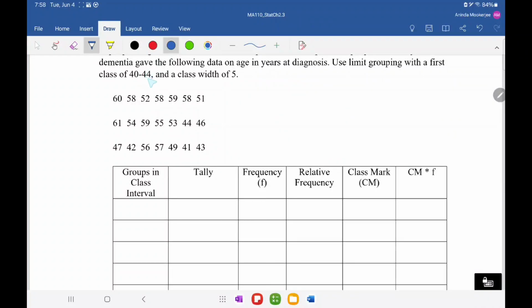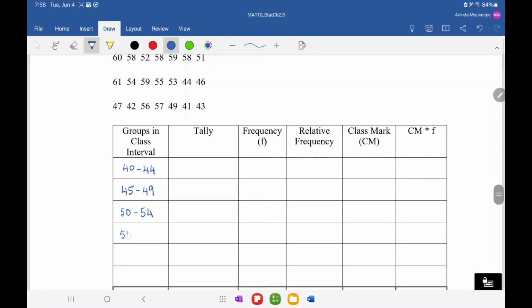It has the first interval as 40 to 44. So let's write that down. 40 to 44, and then it'll be 45. Now these are all integer values. We are using limit grouping. It's not cut point grouping. So we can start the next interval from the next number after 44. So 45 to 49, and then 50 to 54, 55 to 59, and then 60 to 64.